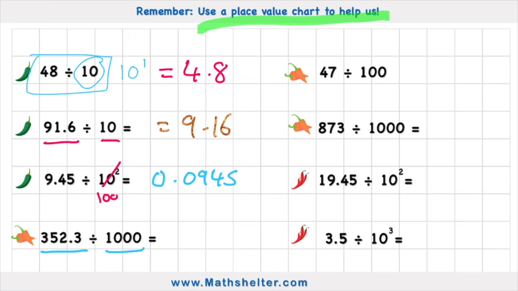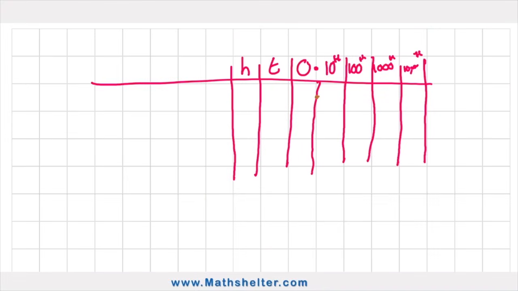Okay, let's look at an orange chili now, and I have 352.3 divided by 1,000. And my 1,000 could also be written as 10 to the power of 3. Because remember, 10 to the power of 3 means 10 times 10, which is 100, times another 10, which equals 1,000. But actually for us, 1,000 is easier to use, so we'll keep it as 1,000. And now because I'm dividing by 1,000, I'm going to need to move 1, 2, 3 places, because that would be divided by 1,000. And again, it all kind of links in, doesn't it? Because 10 to the power of 3 equals 1,000.